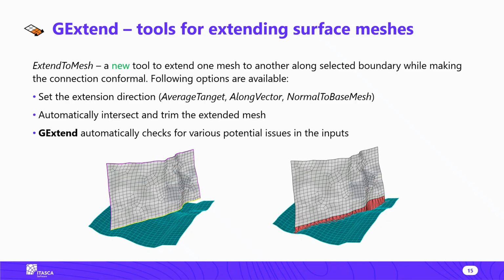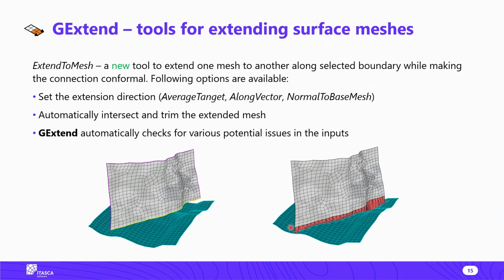Let's get back to the presentation and review a couple of remaining functionalities or improvements in the functionalities. We'll start with JExtend, the tools for extending surface meshes. Here we added extend to mesh functionality. It's a new tool that extends one mesh to another along a selected boundary while making the connections conformal. Here's an example of how the tool works. Let's say we have a target mesh and a base mesh, and we would like to extend the target mesh along this highlighted boundary towards the base mesh.